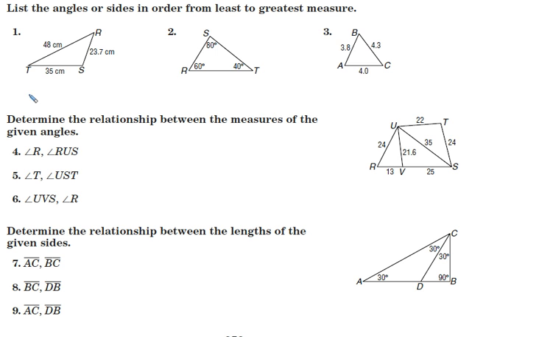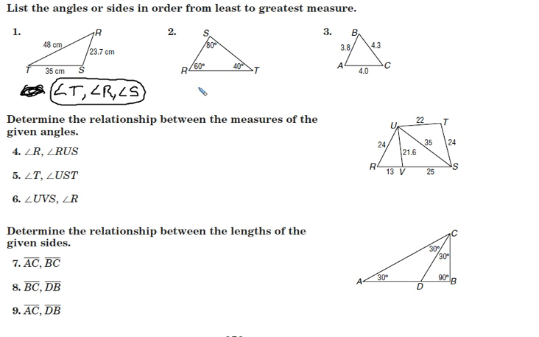So for number 1, the angle opposite the longest side would be S, because it's opposite the 48. Angle S is our definitely largest one, so we don't want to do that one first. We're going to list that from least to greatest. Let's go to the smallest. RS, 23.7 is our smallest side. That's opposite angle T. Next up would be TS at 35, so that's opposite angle R. Then our largest is angle S. So there's least to greatest, the order of the measures of the angles.